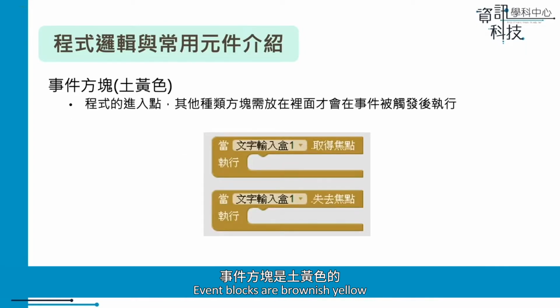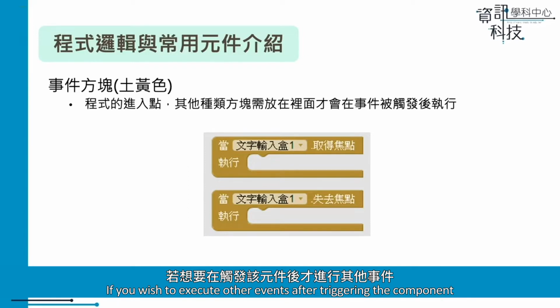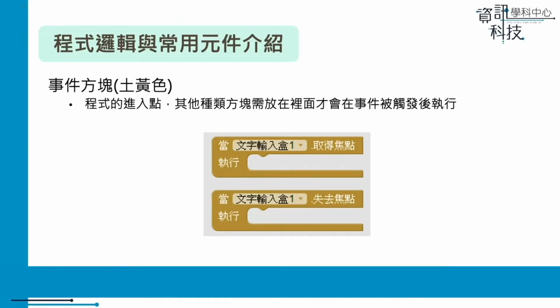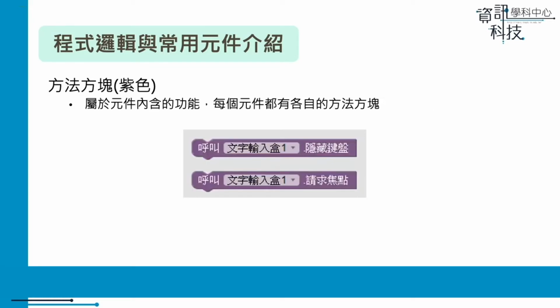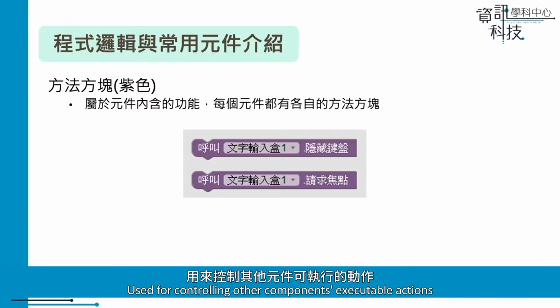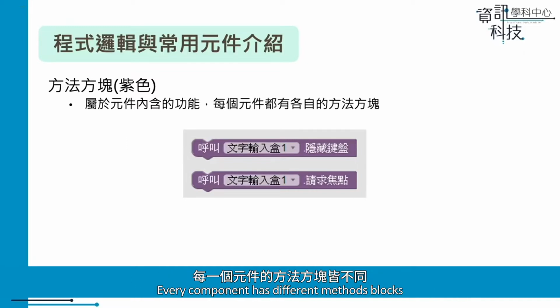Event blocks are brownish yellow and control the entry point of the program. It serves to notify the execution of the component. If you wish to execute other events after triggering the component, you must place other types of blocks in the event block to do so. Methods are purple, and they are the built-in functions of the component, used for controlling other components' executable actions. Every component has different methods blocks.